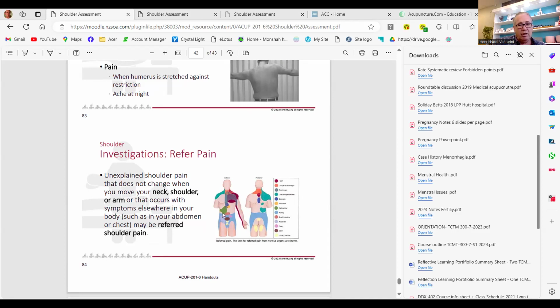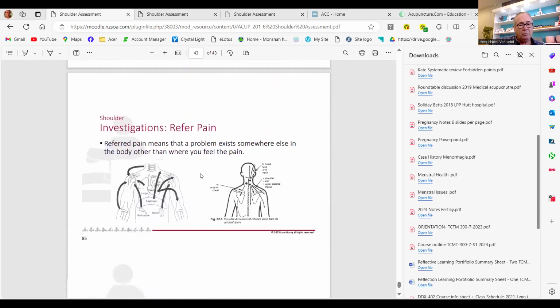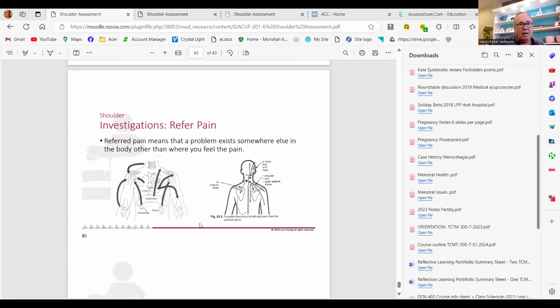As you can see, this green area is liver. The liver is responsible for chi and blood. And so when there's an inflammation, when there's a poor flow of chi and blood, the liver is involved. And that's why liver can have pain. So referred pain is a problem that exists somewhere else in the body other than where you feel the pain.